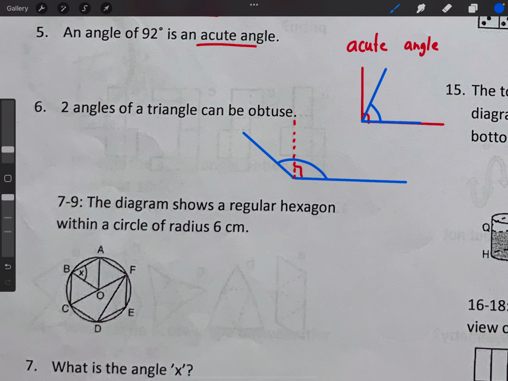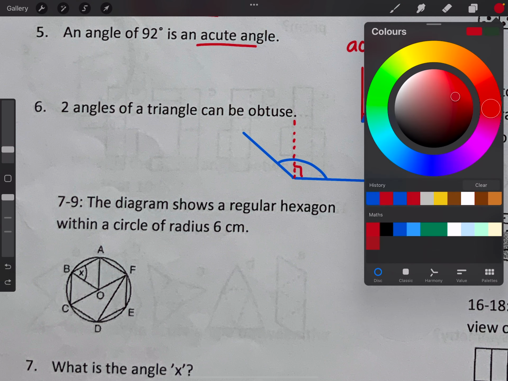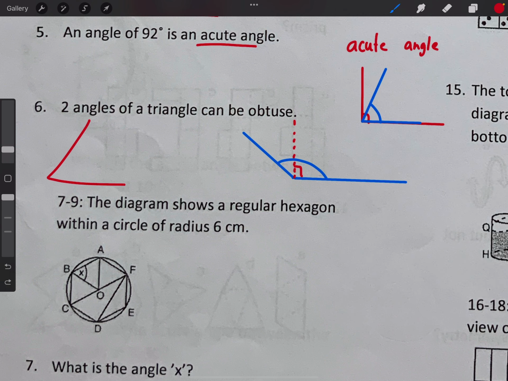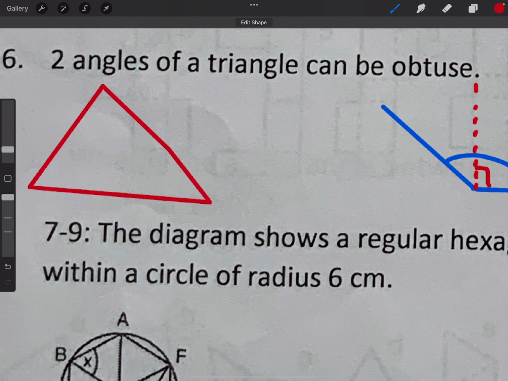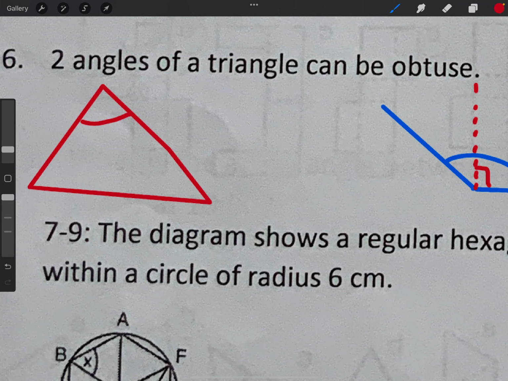Can two angles of a triangle be obtuse? Imagine if you have a triangle. Well, we know that one of them can. So imagine this one was, let's say, 150. This one could be 20, and this one could be 10, something like that. So one obtuse means this is more than 90 degrees.